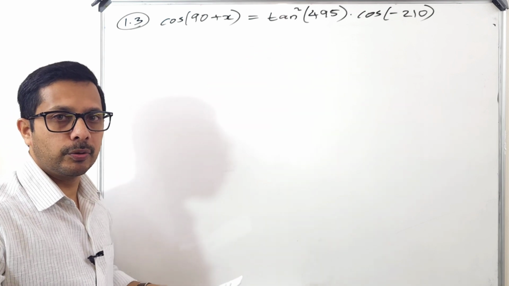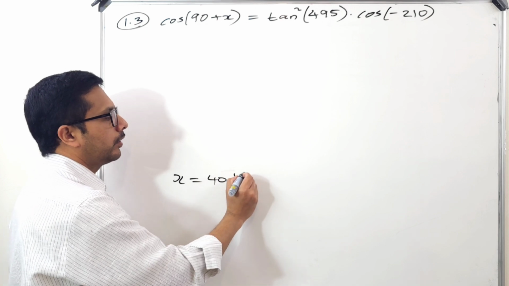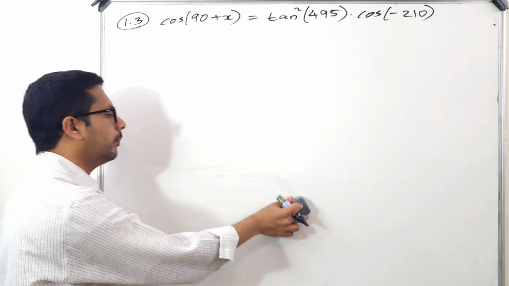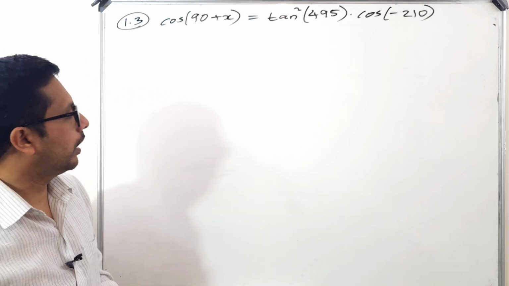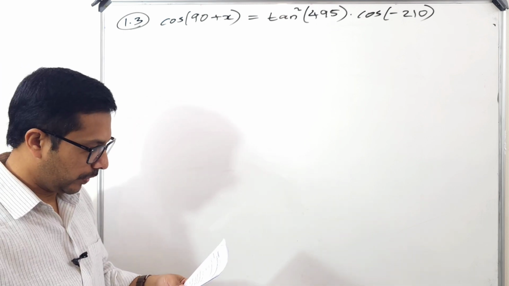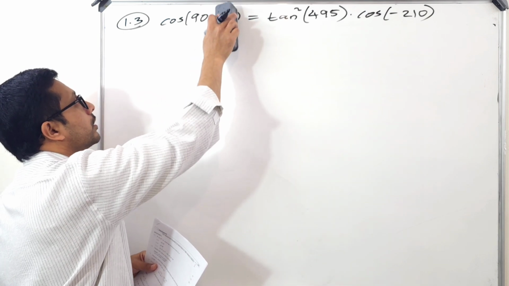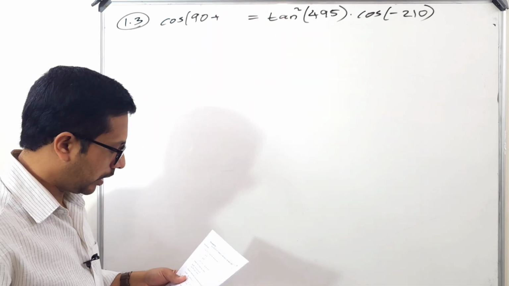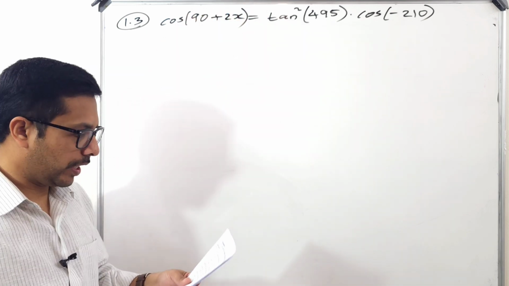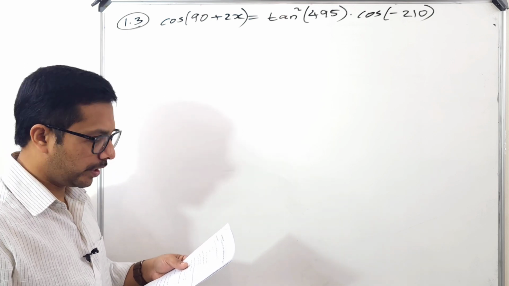Do you remember the general solution that you write, x is equal to 40 plus k 360? That type of question. So you have to write something like that. Now how can you find the general solution of this one? Cos of 90 plus 2x, sorry, this is 2x, you have to correct it. Cos of 90 plus 2x is equal to tan square 495 times cos of minus 210.